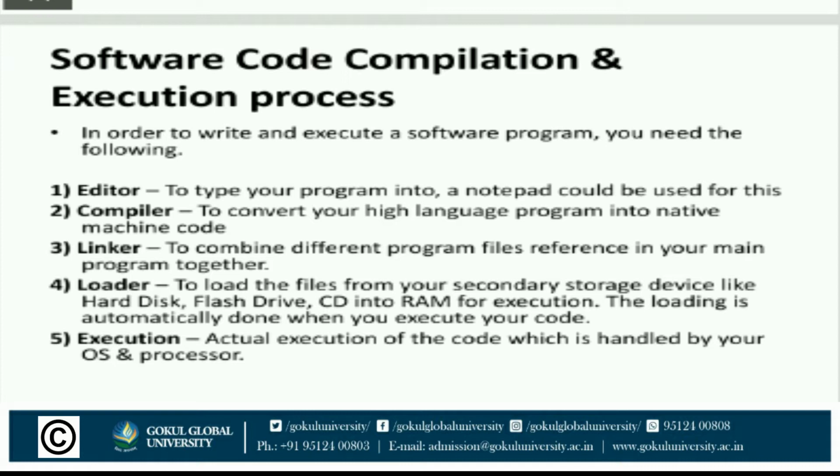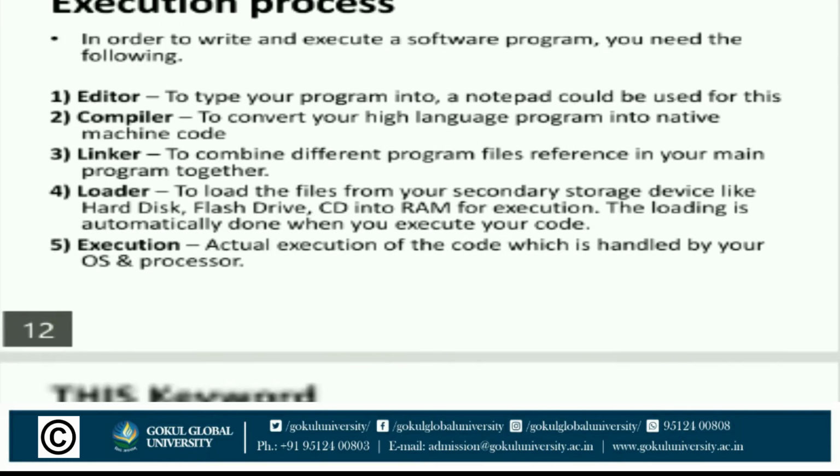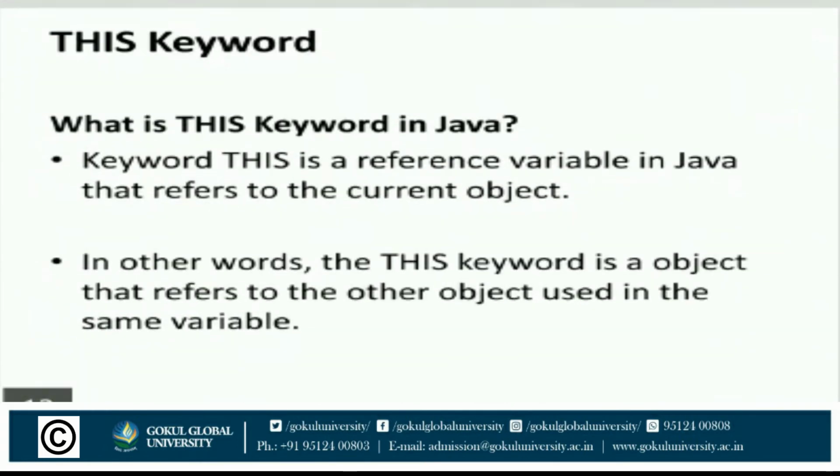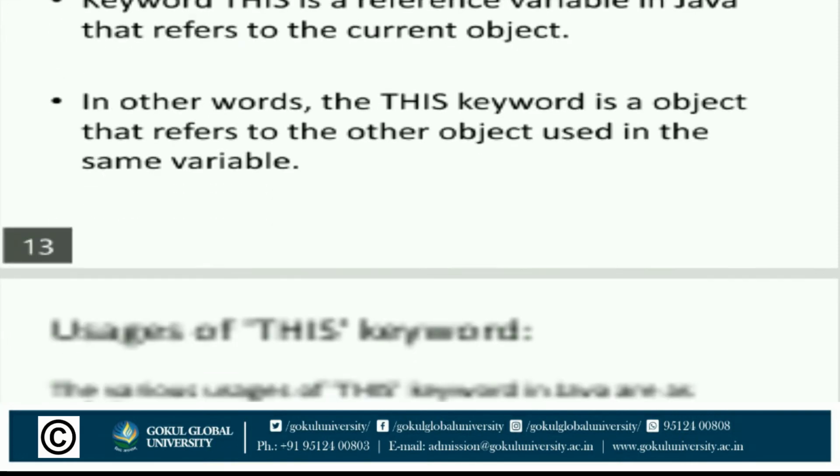Number 5 is execution. Actual execution of the code, which is handled by your operating system or processor. This keyword. Now we can understand what this keyword is. This keyword is a reference variable in Java that refers to the current object. This keyword refers to the current object only. In other words, this keyword is an object that refers to the other object used in the same variable.